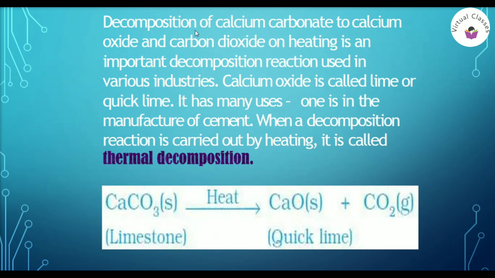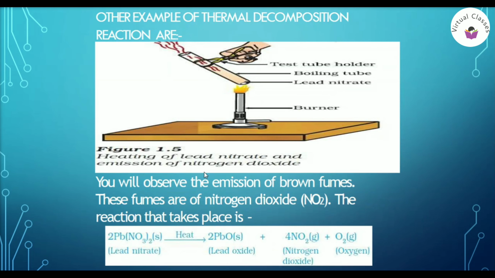Let's come to the next example. Decomposition of calcium carbonate to calcium oxide and carbon dioxide on heating is an important decomposition reaction used in various industries. Calcium oxide is called lime or quicklime. It has many uses. One is in manufacture of cement. When a decomposition reaction is carried out by heating, it is called thermal decomposition.